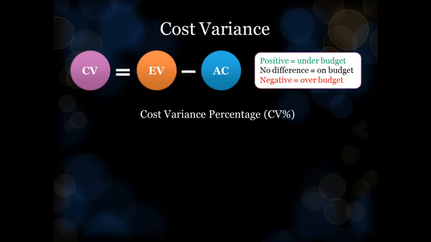You can also calculate a cost variance percentage, which puts the figure for cost variance into context and is a handy indicator, particularly for stakeholders who aren't intimately familiar with the project budget. To calculate a cost variance percentage, divide the cost variance by the earned value and then multiply the result by 100.